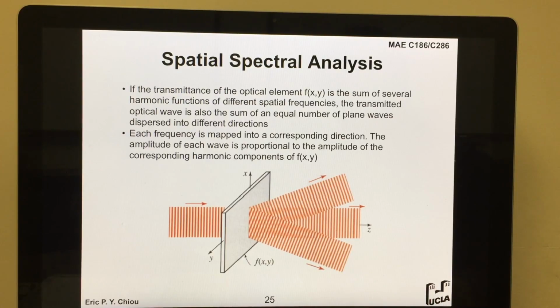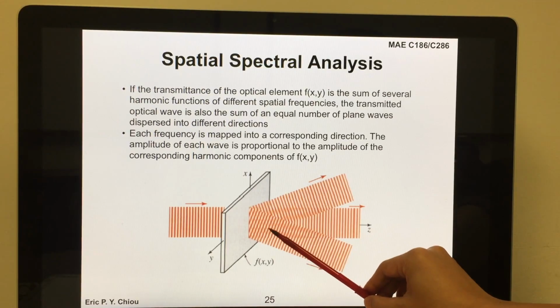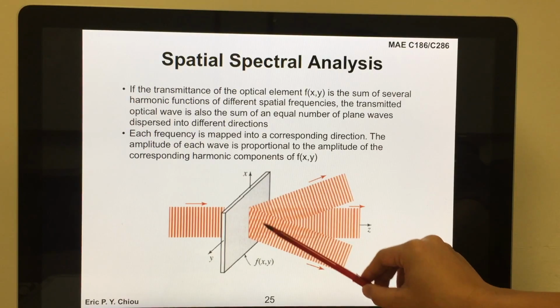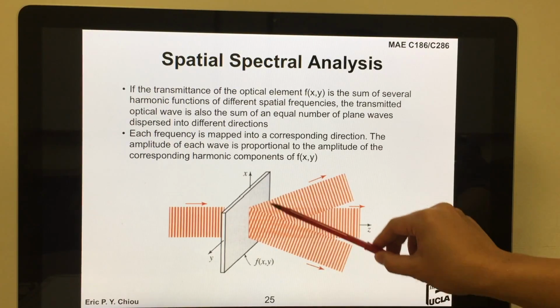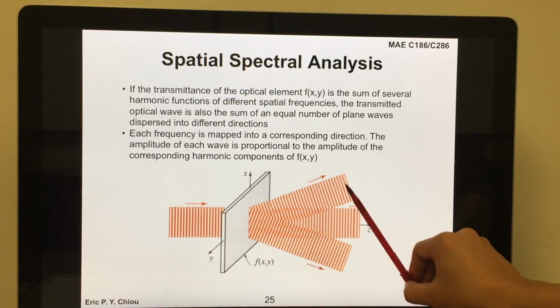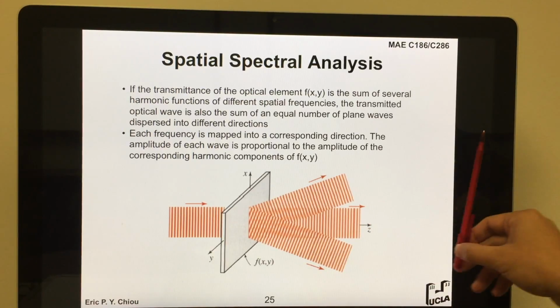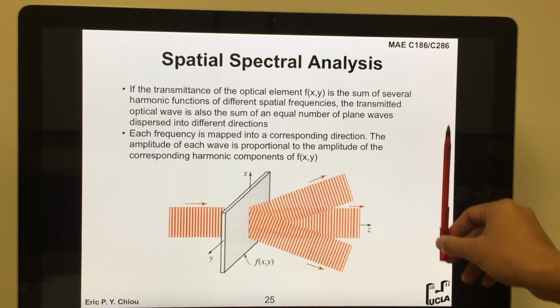Okay, that's the way we look at it. So if you want to detect the image right after the aperture here, you can see these plane waves still have a significant overlap. When they propagate pretty far away, these plane waves do not overlap. So that's why your pattern starts to become more stable.